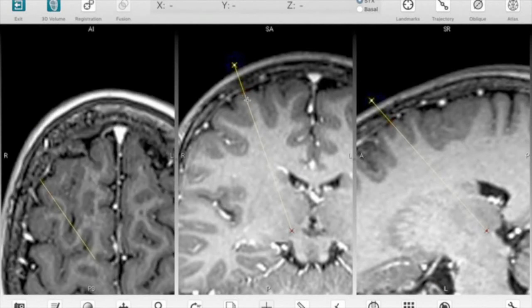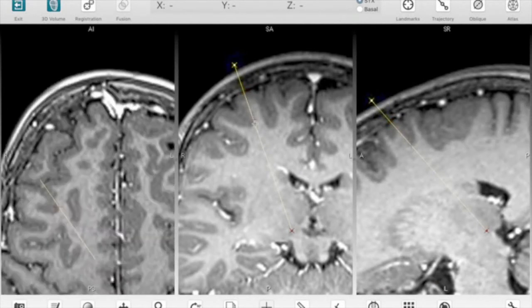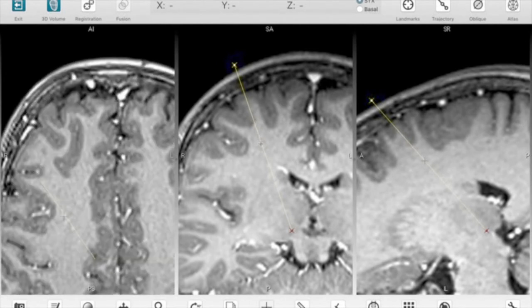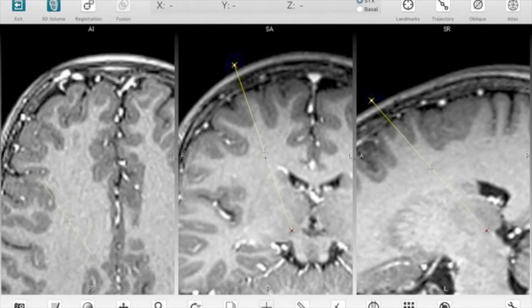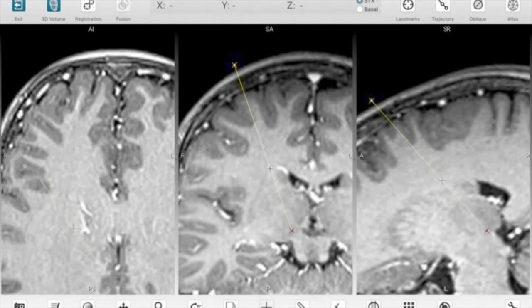Therefore, after defining the entry point, it is necessary to ensure no major vessel is crossed along the trajectory.